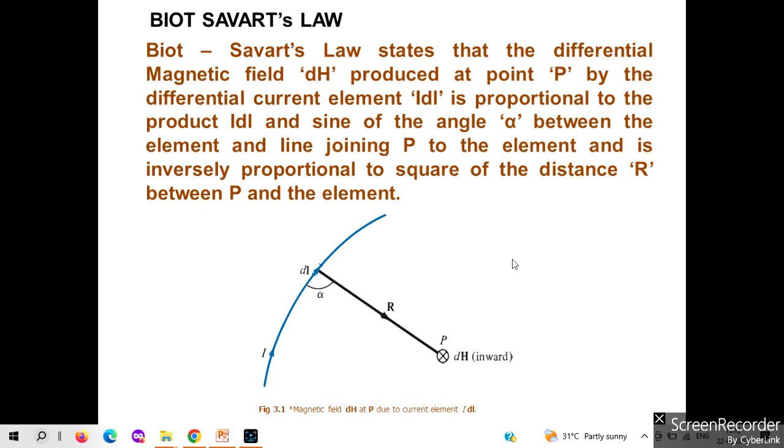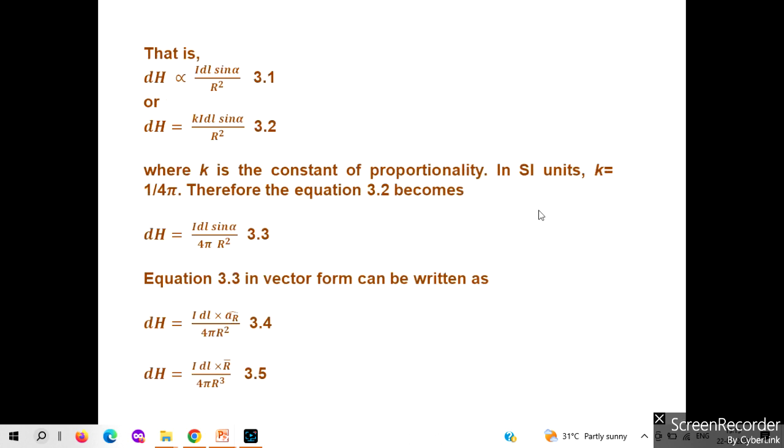Now coming to Biot-Savart's law, what it states is that the differential magnetic field produced at point P by the differential current element Idl, so the magnetic field due to the current element Idl, is proportional to the product of Idl and the sine of the angle alpha. So it will be like Idl into sine alpha. Right, and now the equation will be like this.